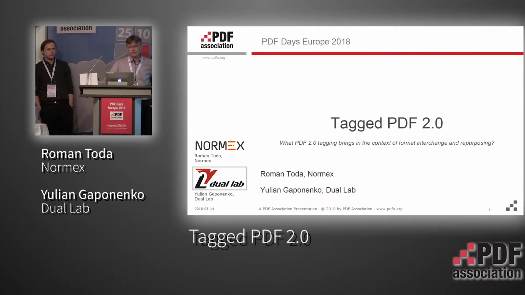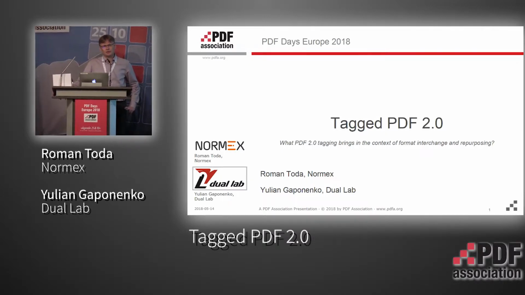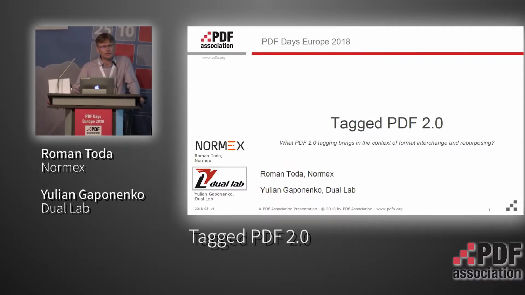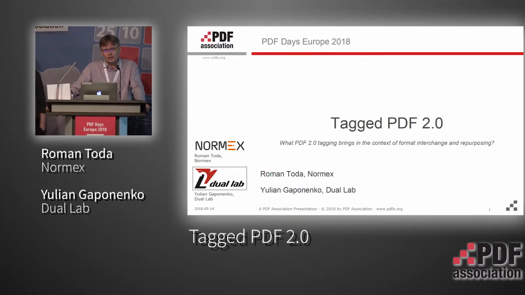So welcome to our session entitled Tagged PDF in 2.0. We would like to explain what has changed in ISO 32000-2 when it comes to tagging. For many years, tagging has been seen as a way to achieve accessibility. In 2.0, we see a lot of changes that are significant and important when it comes to accessibility, as well as when it comes to interchange and repurposing.